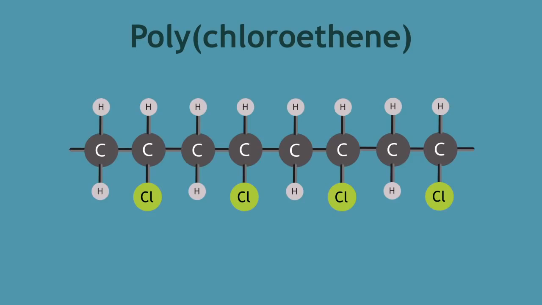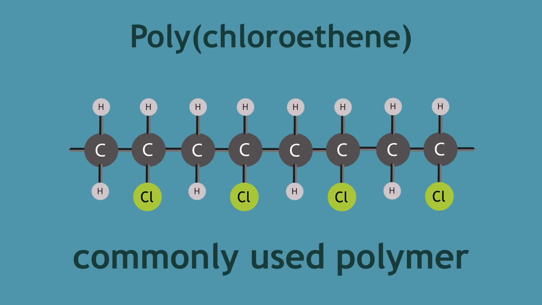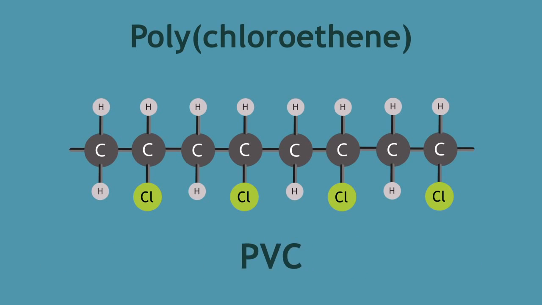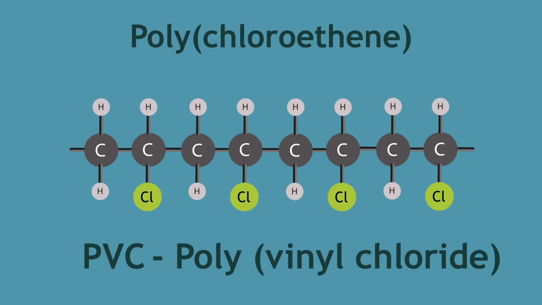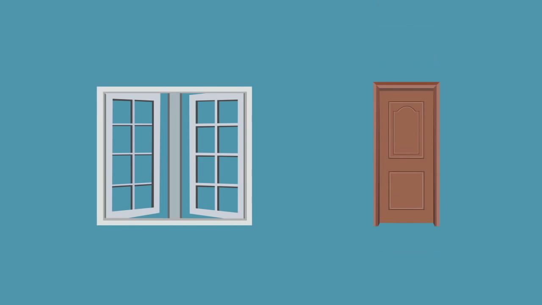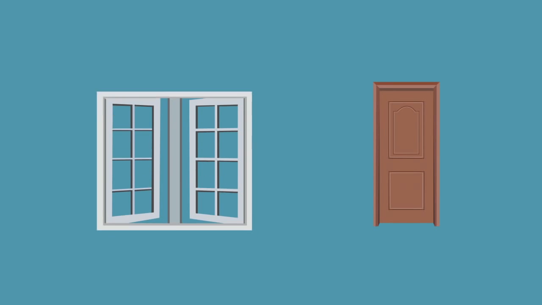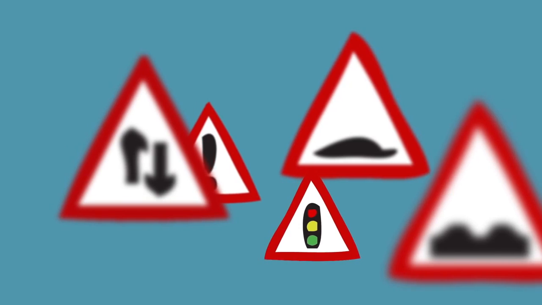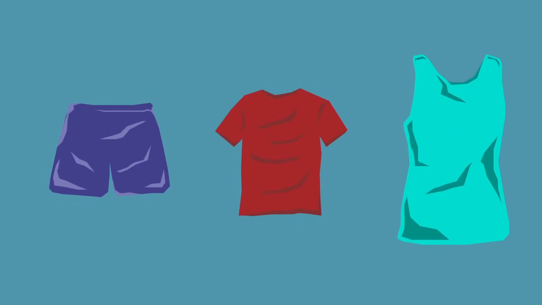Polychloroethene is a very commonly used polymer, and it is likely you will have heard of it by its old name, PVC, polyvinyl chloride. It is used in plastic PVC windows and doors, and it is also used in pipes, signs, and even in clothing.